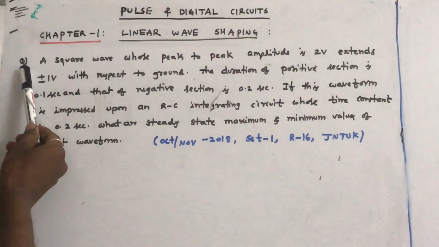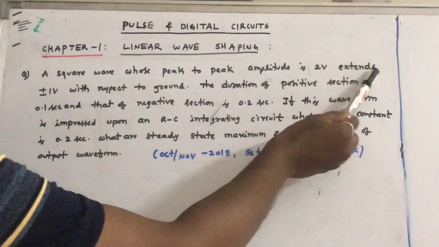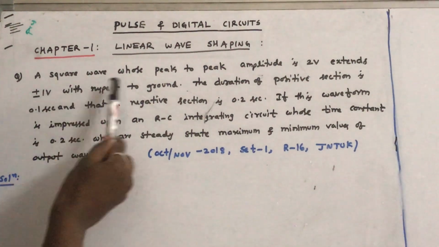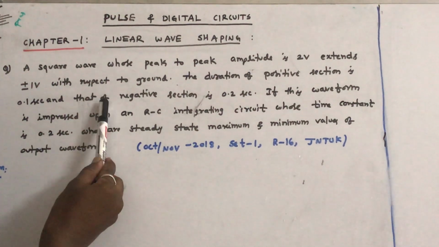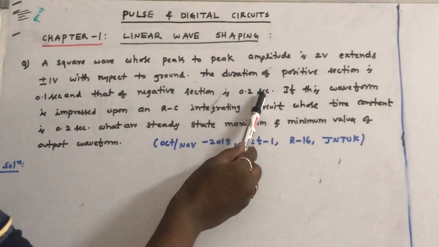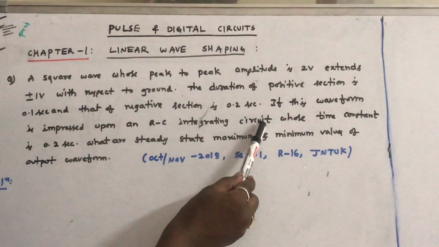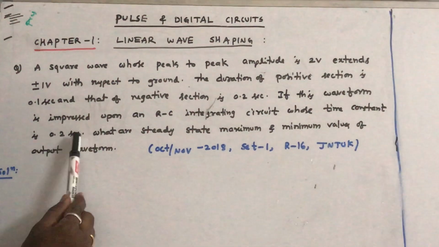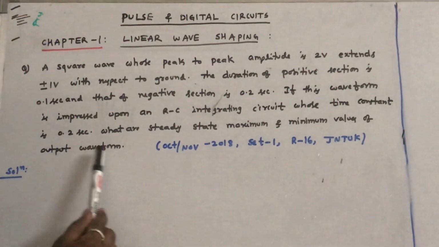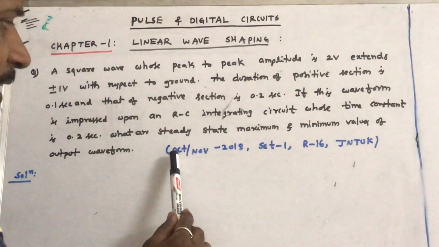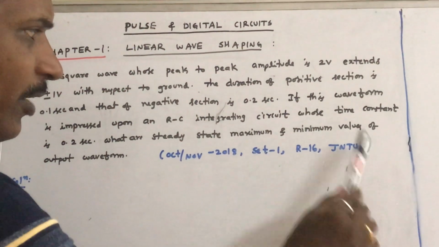The problem is given like this: a square wave whose peak to peak amplitude is 2 volts extends plus or minus 1 volt with respect to ground. The duration of positive section is 0.1 second and the duration of negative section is 0.2 seconds. If this waveform is impressed upon an RC integrating circuit whose time constant is 0.2 seconds, what are the steady state maximum and minimum values of the output waveform? This question was given in October-November 2018 set 1, R16 regulations, JNTU Kakinada.